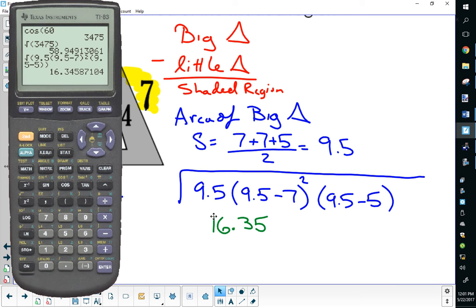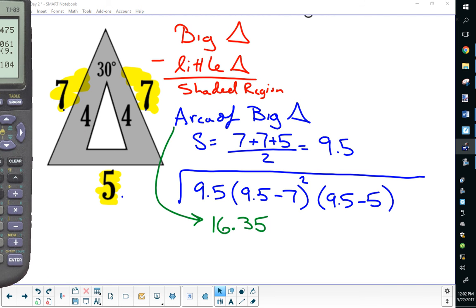Is that the final answer to the whole problem? No, that's the area of the big triangle. That's all I found so far. For the little triangle, it's that 30 degrees 4 triangle. Can you use Heron's formula on that one? No, because you don't know all three sides. So instead, I'm doing the other one. I'll just go ahead and do it because it's easy.